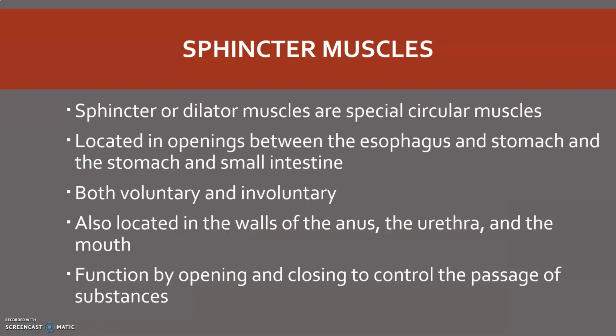And lastly, we have sphincter muscles. Sphincter or dilator muscles are special circular muscles. They are located in openings between the esophagus and the stomach and small intestine. Sphincter muscles are under voluntary control for some of your sphincter muscles, meaning you can control their movement, and some sphincter muscles are under involuntary control.